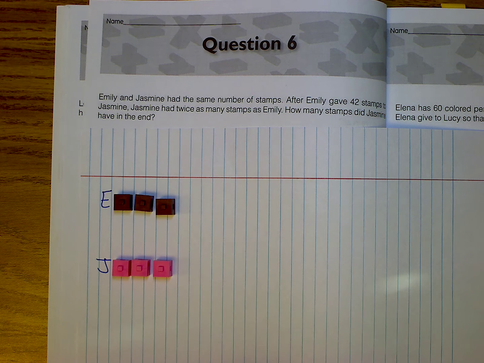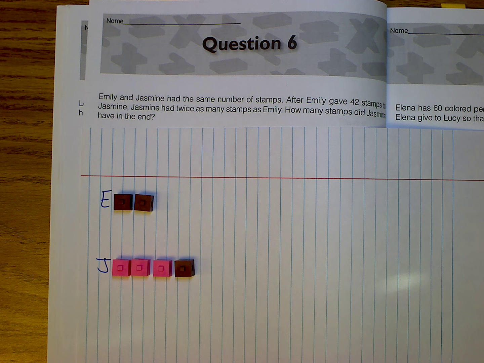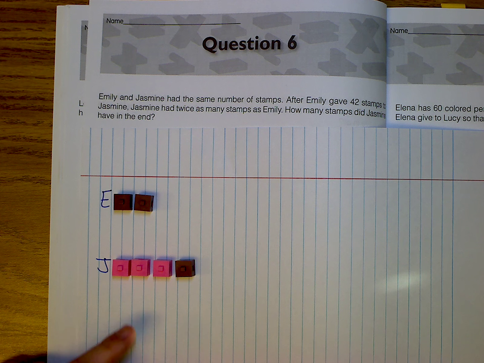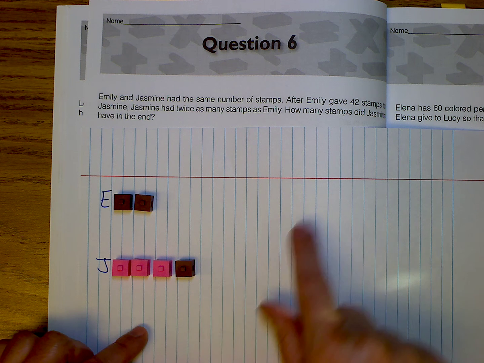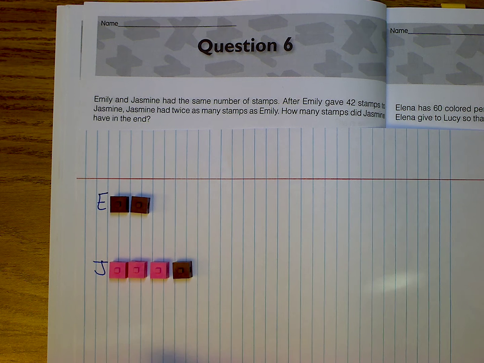And so they started with equal. Then Emily gave Jasmine 42. And now Jasmine has twice as many as Emily. So this 1 equals 42. Now the question is, how many stamps did Jasmine have in the end?